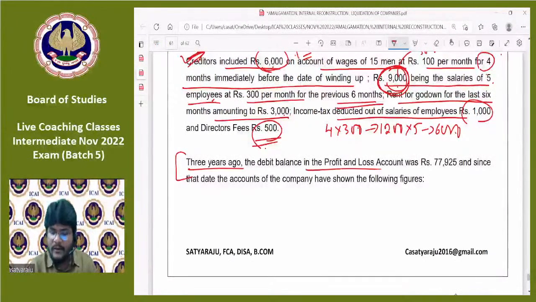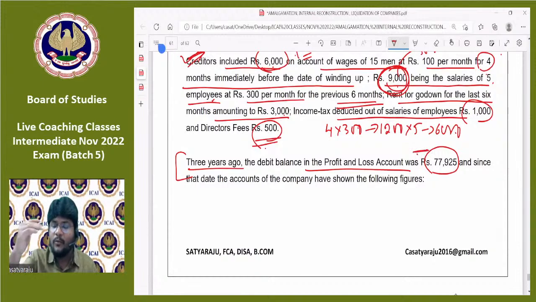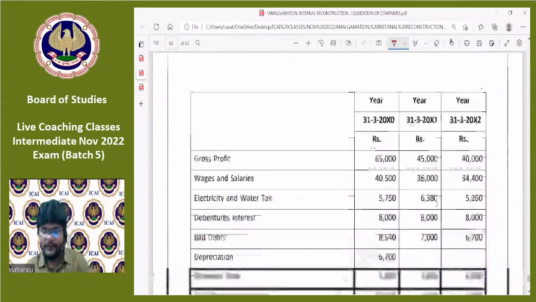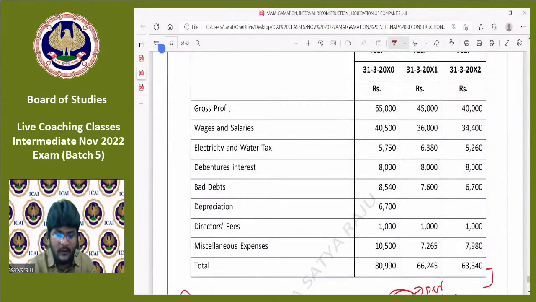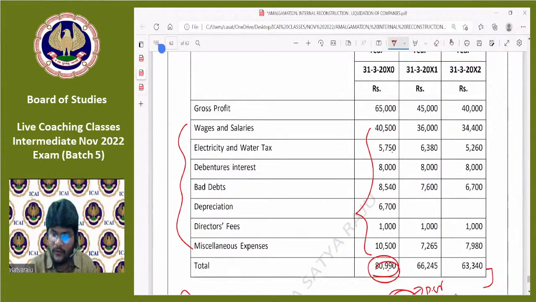The debit balance in the profit and loss account was given as 77,925, which is the negative reserves and surplus, the starting point for the statement of deficiency. Since that date, the accounts of the company have shown the following figures: gross profit, and certain expenses given. The total of expenses was also given. If you total 4,500, 5,750, 8,000 and the others, these are the total of expenses.